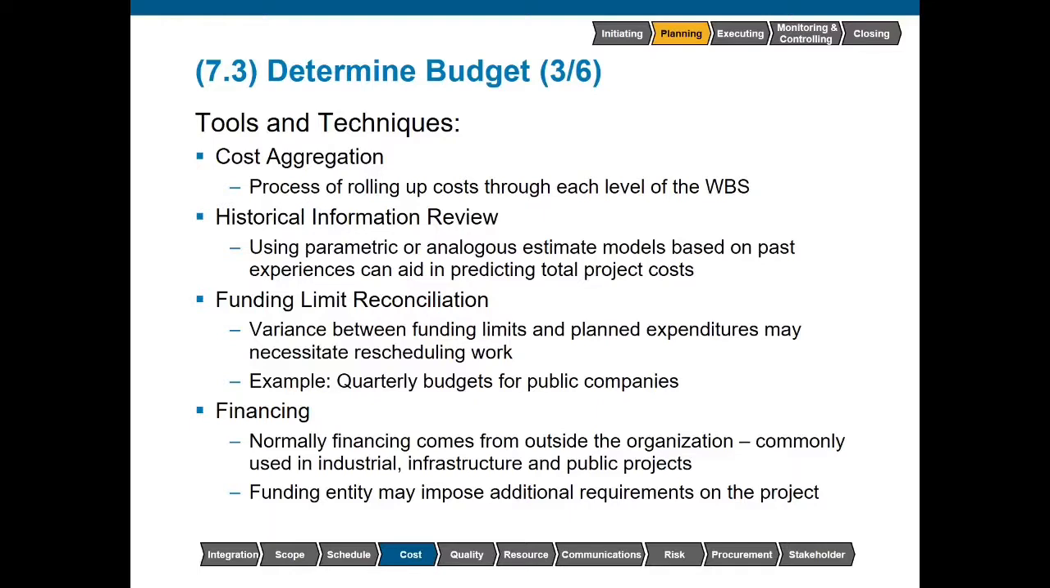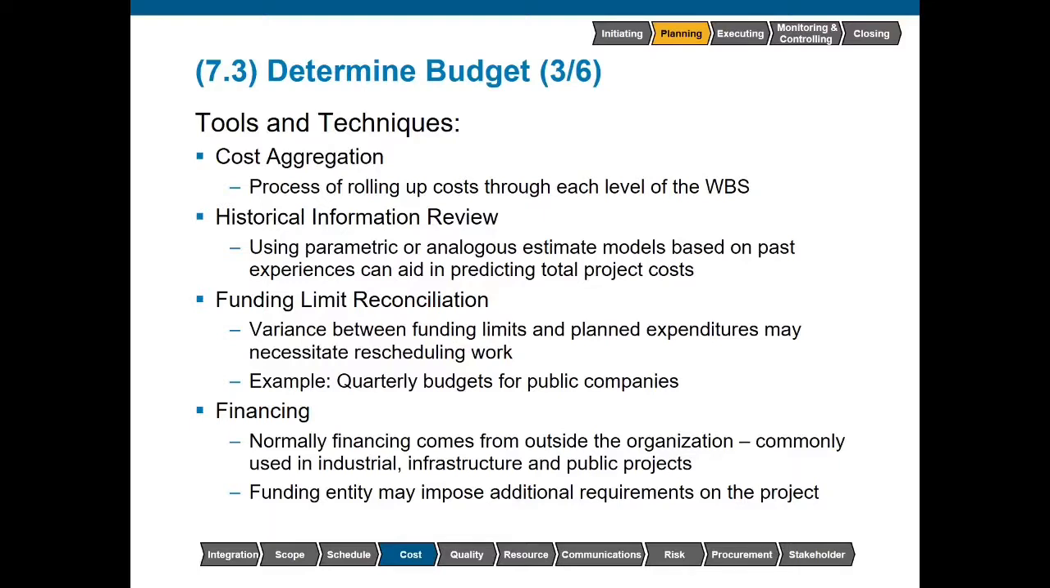We can use parametric or analogous estimation models based on that past experience to not only predict total project costs, but also perhaps when we're going to need those incremental cash disbursements. The funding limit reconciliation is basically what we're looking at is fiscal years and fiscal quarters. We have set amounts of funding for certain periods of time. Obviously, we have a certain amount of work that we're also trying to finish in that period of time.